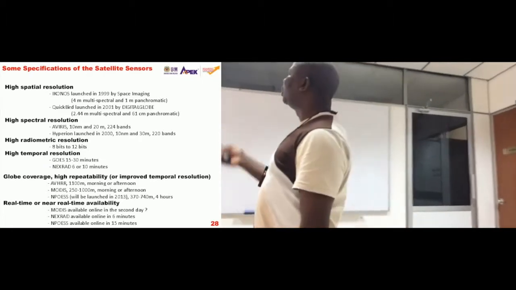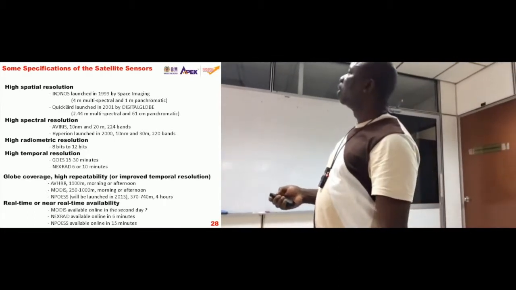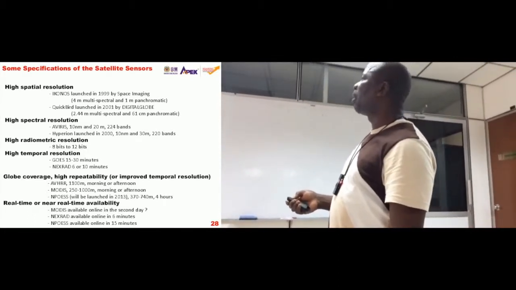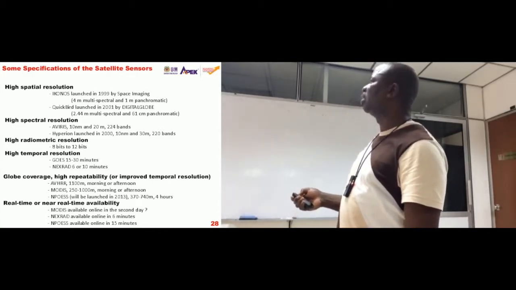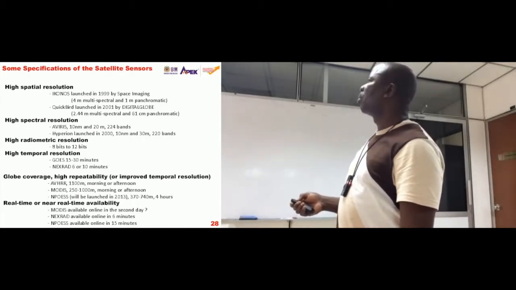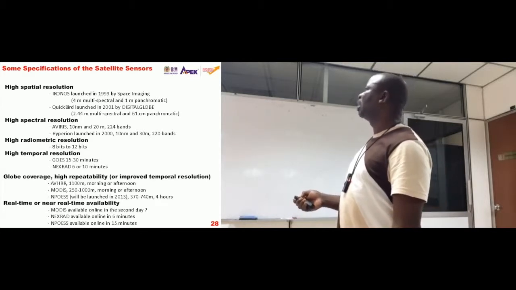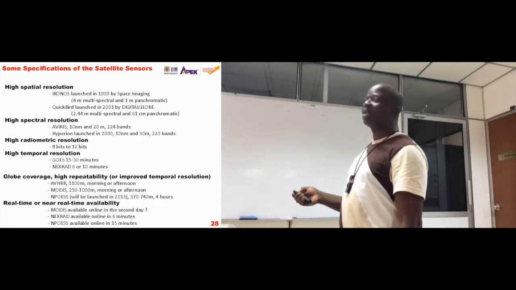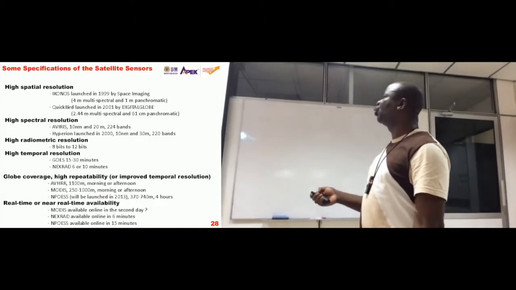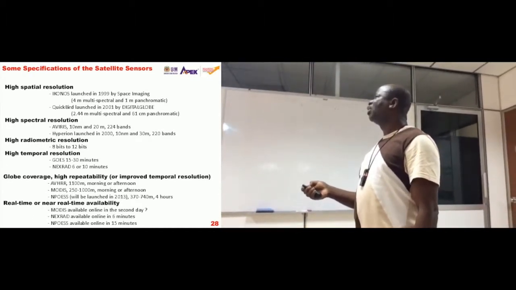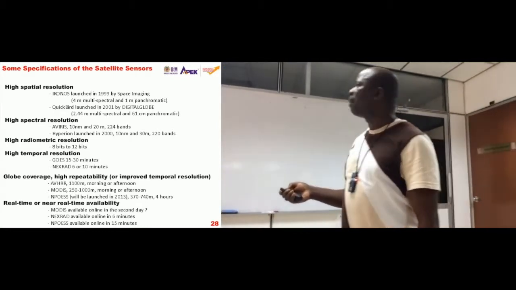So, some specifications of the sensors, just for your information. For high spatial resolution, when you want to use high resolution data, this is the one to look for. IKONOS was launched in 1999, and these are the parameters of the data. Then QuickBird was launched in 2001. These are the two sensors that give very high spatial resolution remote sensing data.